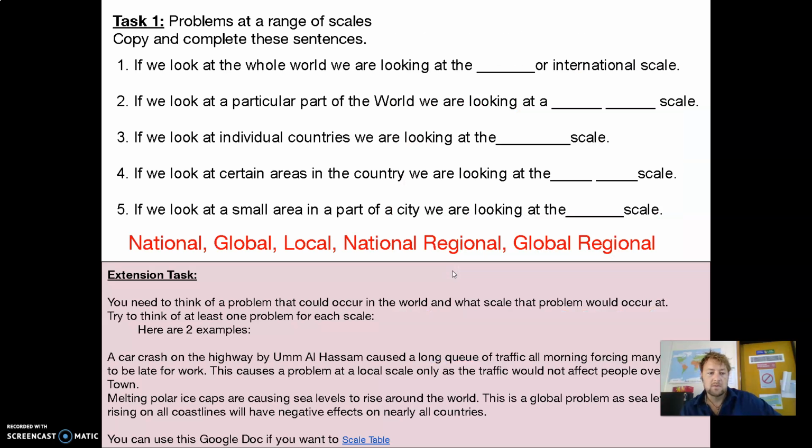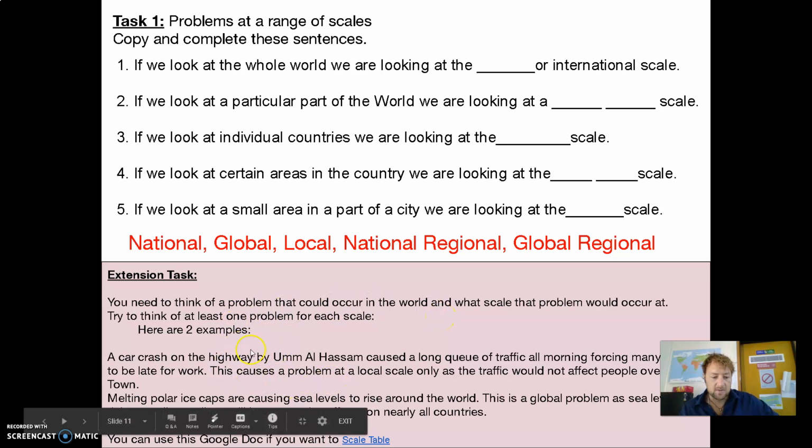Okay, so what I'd like you to do is copy these sentences into your notes, okay? And you'll be able to pick the words from this red list to fit into this word gap, okay? Now, if you finish that quickly, and you want to be a bit more challenged, I'd like you to have a go at this extension task where you need to think of a problem that is appropriate for the different scales. Now, maybe there's a bit of a grey area where a problem could occur at a national scale and a national regional scale, which is fine, as long as your problem makes sense.